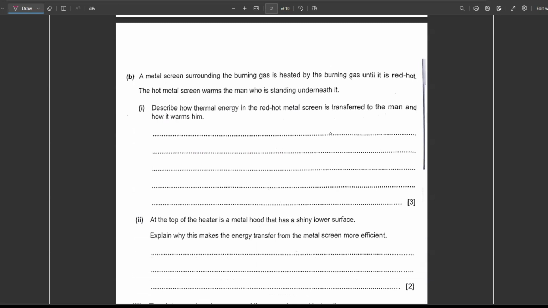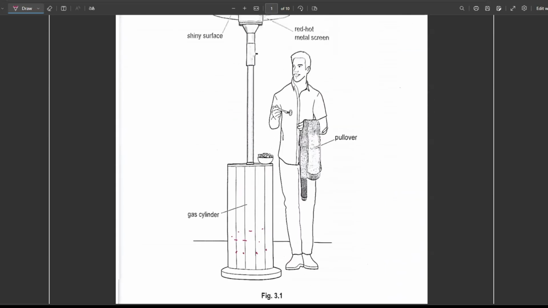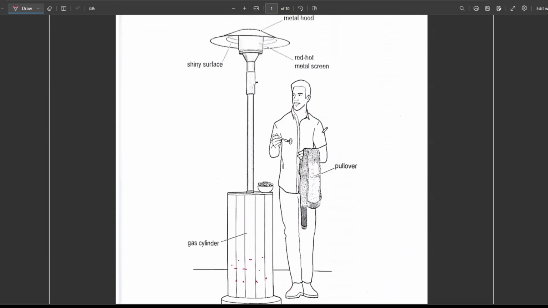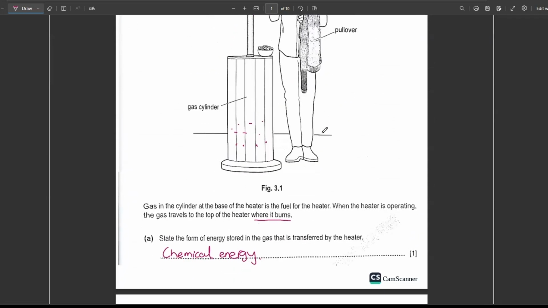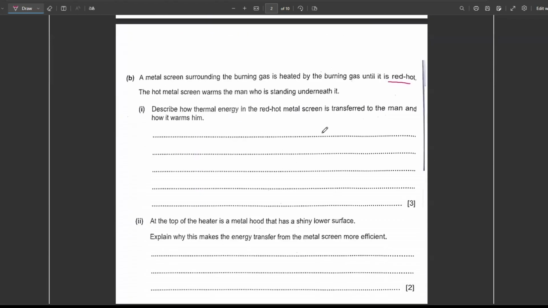A metal screen surrounding the burning gas is heated by the burning gas until it is red hot. The hot metal screen warms the man who is standing underneath it. So let's see what is happening actually. We have some amount of heat here. This goes here on the red hot screen, and this red hot screen in turn heats the man. Perfect. Understandable.